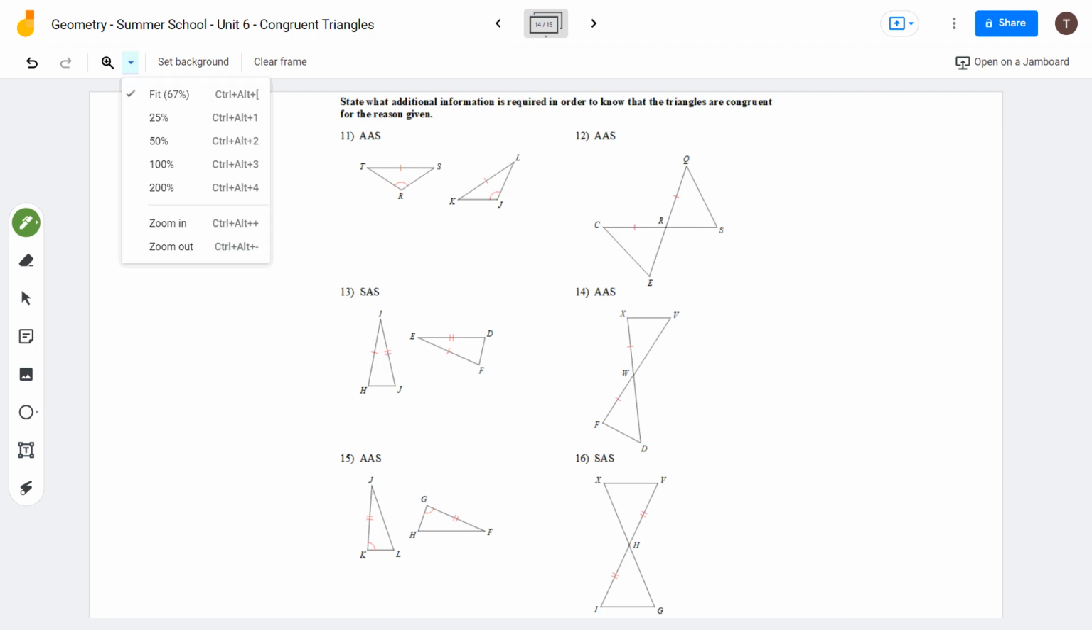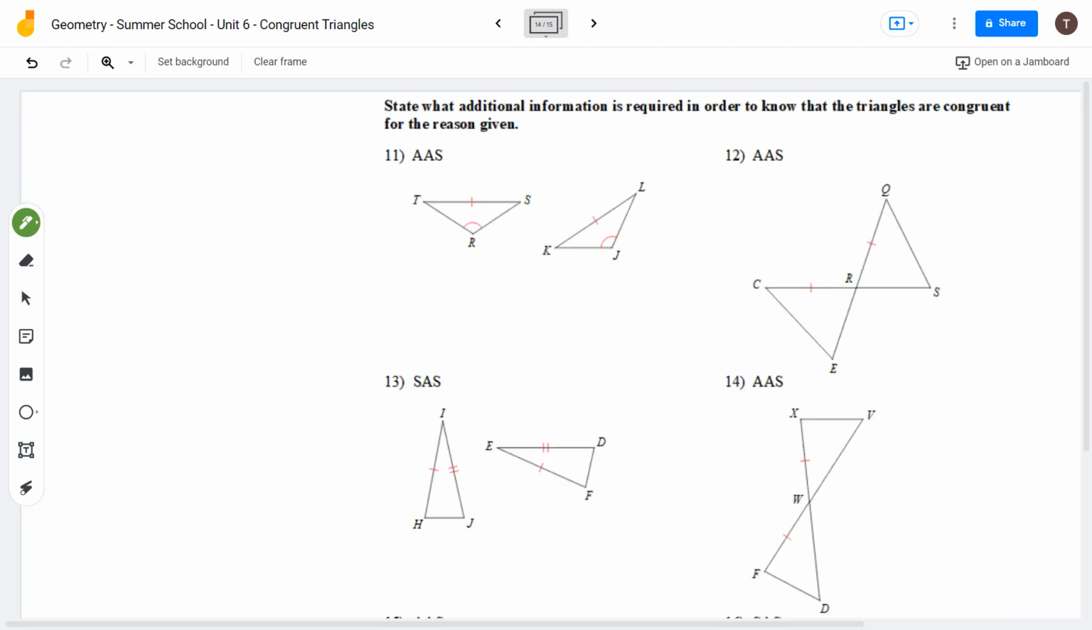So these questions, and I'm going to zoom in a little bit, wanted you to say, okay, these triangles are congruent. What other piece of information do I need? Now, number 11 is the trickiest one here, angle, angle, side. And angle, angle, side isn't always tricky, as we'll see in number 15. But there's a lot of right answers for this one.